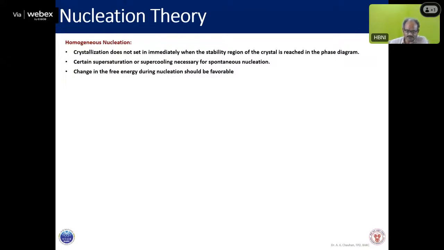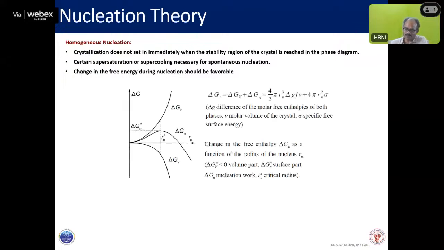Then the change in the free energy. Why is this nucleus formed, and why, even if something is at exactly the melting point, does it not solidify? Suppose I have a material which is exactly at the melting point. You have different atoms, or you can consider spheres, and they are trying to come together, make a bond and grow together.